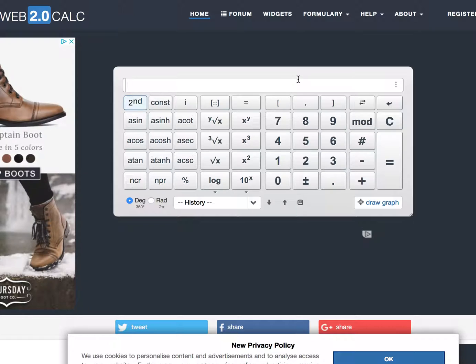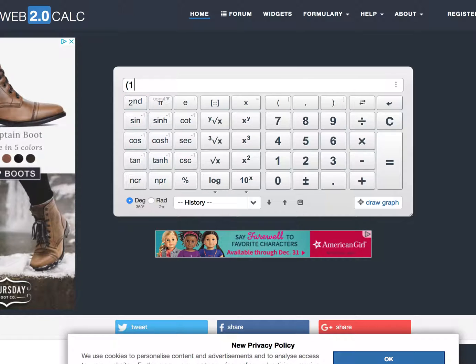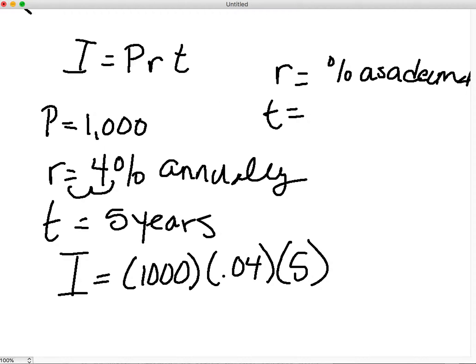So the great thing about the Web 2.0 calculator is I'm going to type it in exactly like it looks on my worksheet. And if you look at the top, it is showing things at the top as they are. So that means that if I invest this at 4% for 5 years, there we go. I'm going to make $200 in interest, and that's $200 over the 5 years. So that's my interest amount.